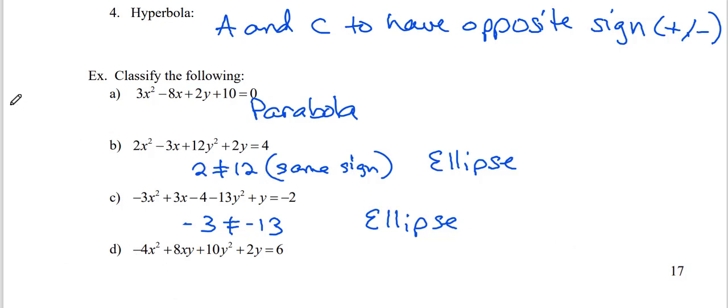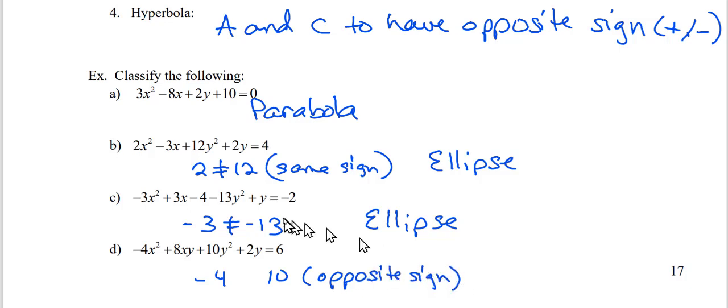And last, -4 and -10 have opposite signs. Here they're the same, right? They're both negative. So this would be a hyperbola.